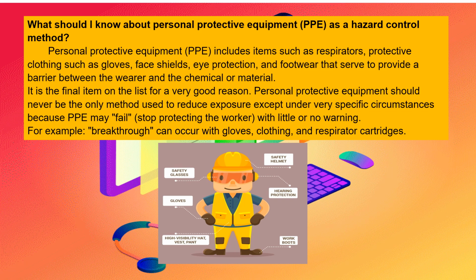Personal protective equipment should never be the only method used to reduce exposure, except under very specific circumstances, because PPE may fail, stopping protecting the worker with little or no warning. For example, breakthrough can occur with gloves, clothing, and respirator cartridges.